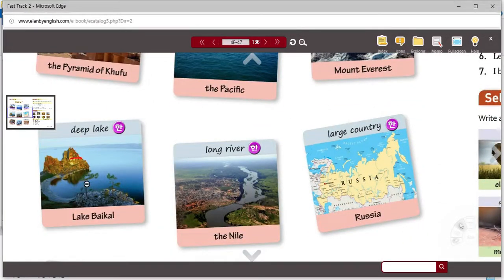All right, the next one. What's the deepest lake in the world? It's Lake Baikal. Lake Baikal is the deepest lake in the world. Okay, the next one. What's the longest river in the world? It's the Nile.